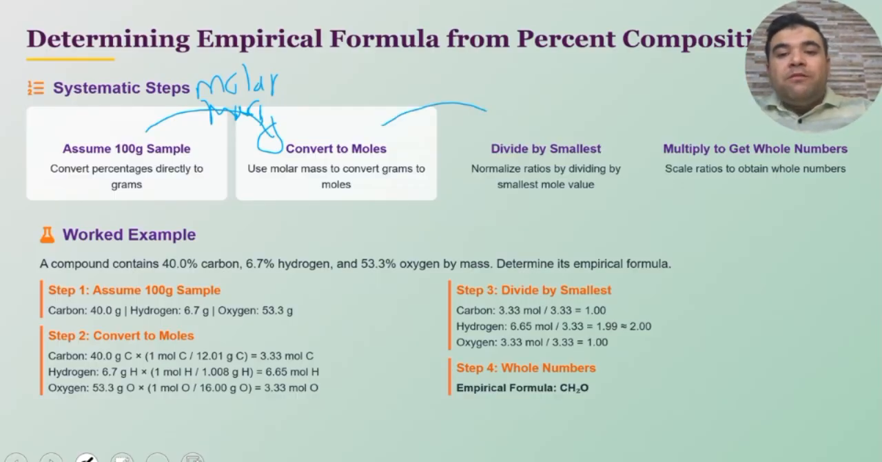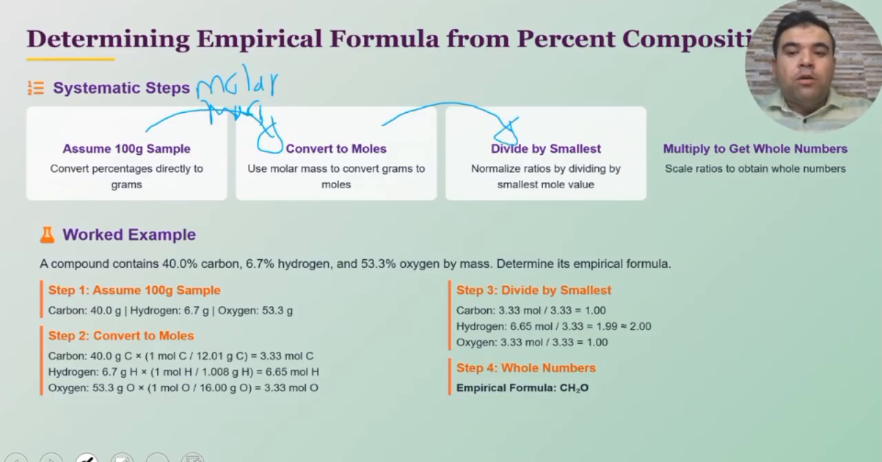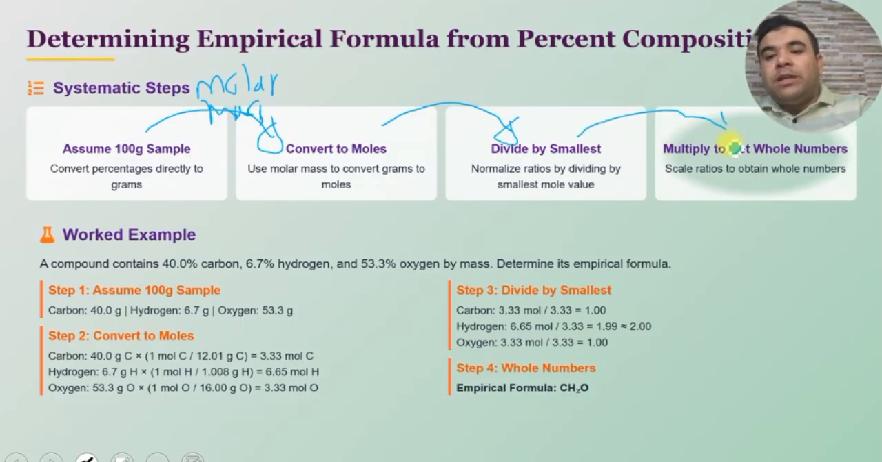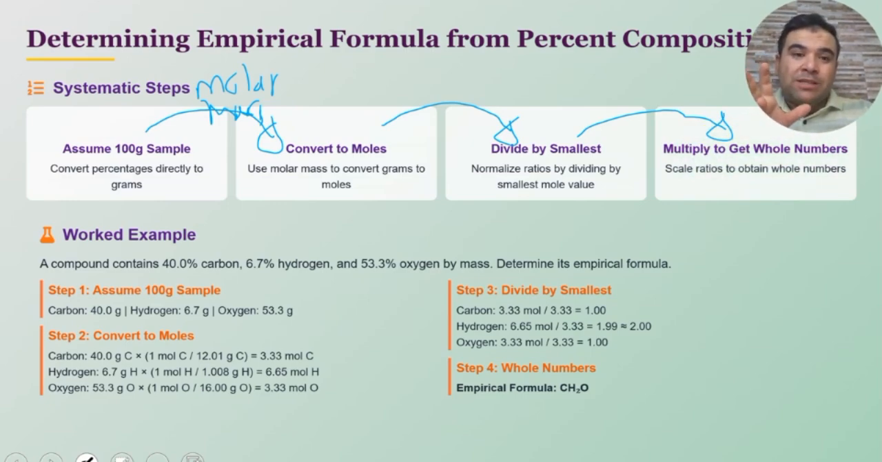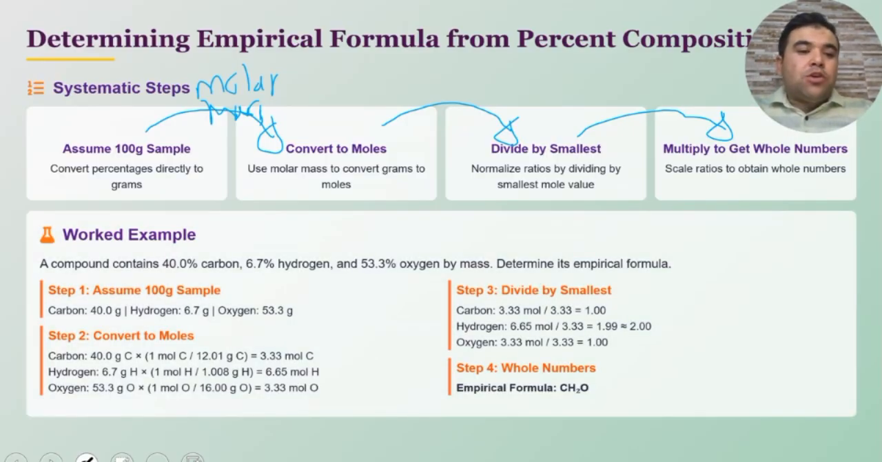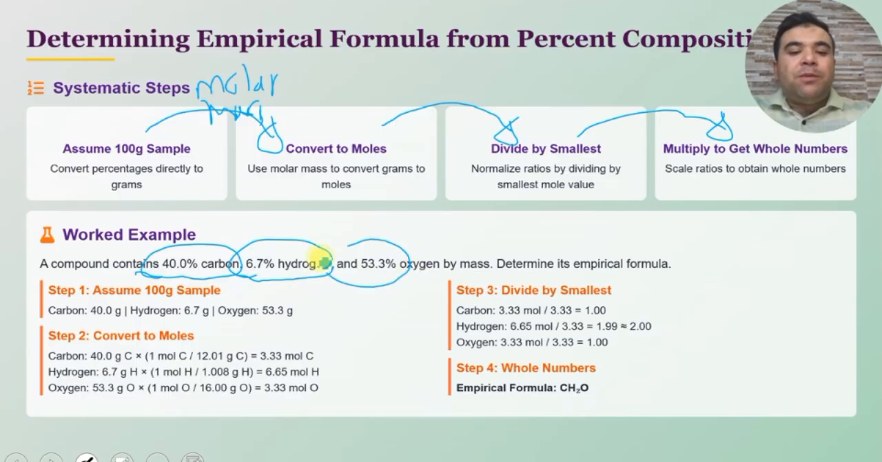And then we will be dividing the results by the smallest mole, and then we will be calculating the coefficients, or the subscripts, we can say, not the coefficient, of individual atoms. Let us solve this worked example, guys. The question states that the compound is made up of 40% carbon, 6.7% hydrogen, and 53.3% oxygen. Determine its empirical formula. These percentages are masses, guys.